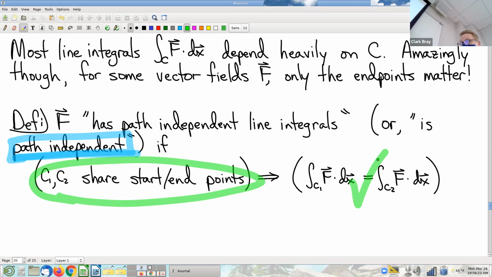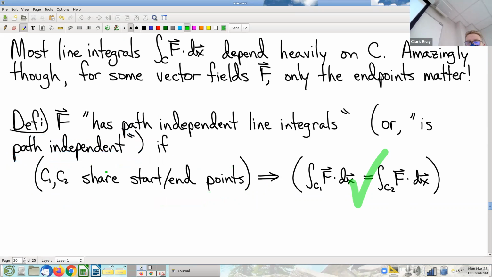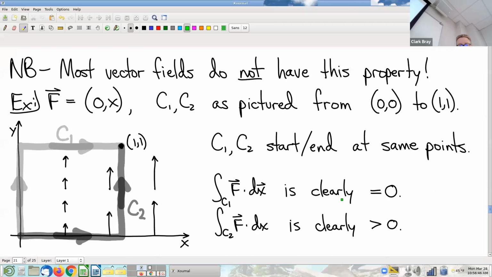First time I saw this as a student, I thought, well, that's not possible. There's too many different paths that start and end at the same point. There's countless, infinitely many paths that start here and end here. How could they all have the same value of the line integral?